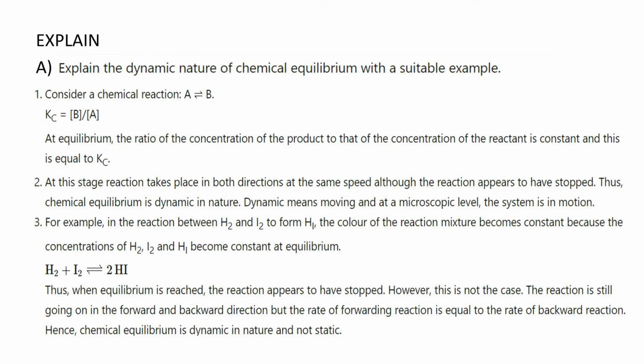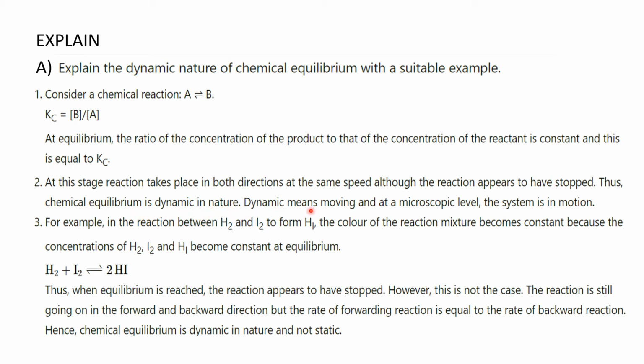Explain. A. Explain the dynamic nature of chemical equilibrium with a suitable example. Answer. Consider a chemical reaction A gives B. We can write the expression of equilibrium constant Kc is equal to molar concentration of B upon molar concentration of A. At equilibrium, the ratio of the concentration of the product to that of the reactant is constant and this is equal to Kc. At this stage, reaction takes place in both directions at the same speed, although the reaction appears to have stopped. Thus, chemical equilibrium is dynamic in nature.